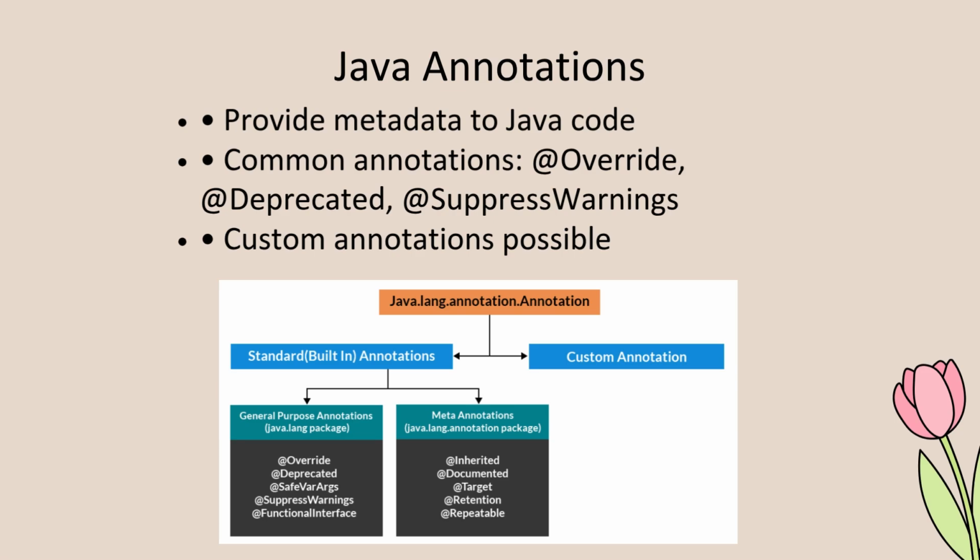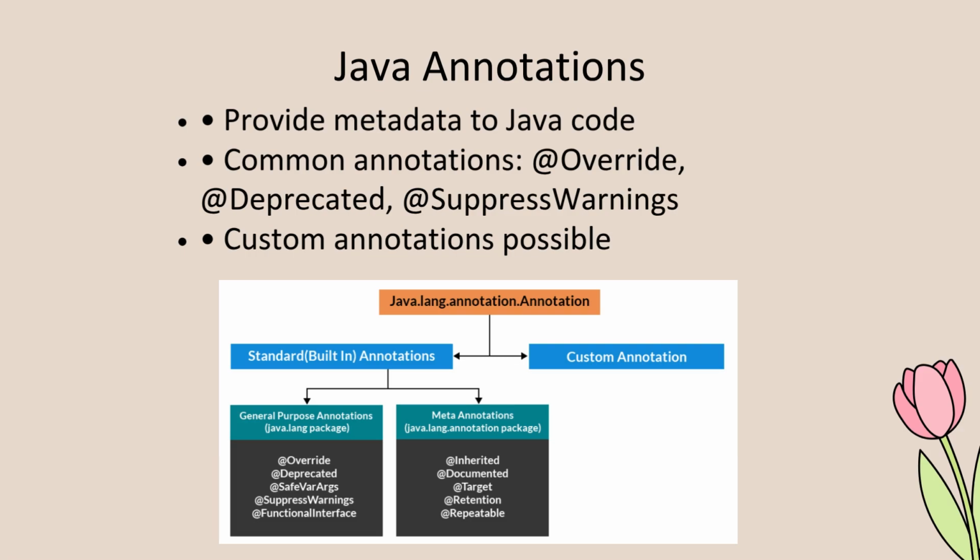And @SuppressWarnings is used to suppress specific compiler warnings for particular code sections, allowing developers to manage compiler feedback more precisely and focus on critical issues. What's even more flexible is the ability to create custom annotations.